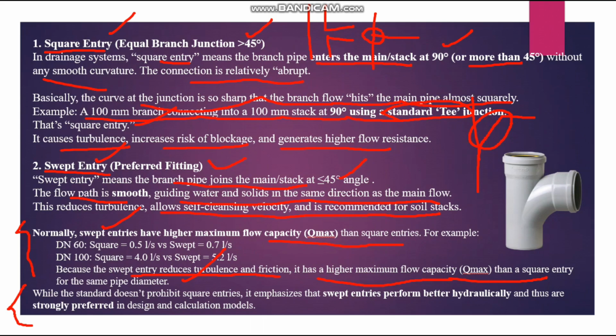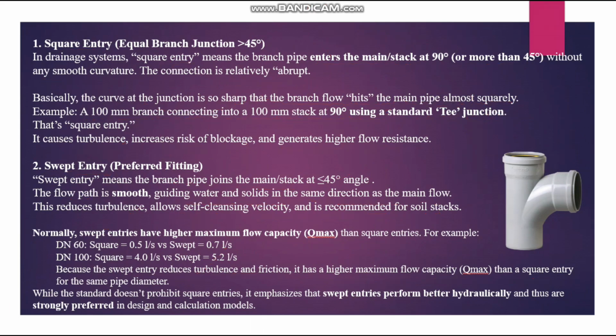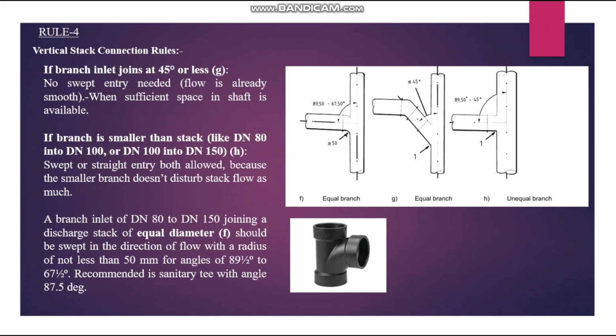As I told, the standard is permitting both square and swept entry. So we need to select the entry very correctly, like I show here. The first option A is if the branch inlet joins at 45 degree or less, like this. This is already the swept entry. So additionally there is no special connection structure. The flow will be very smooth.